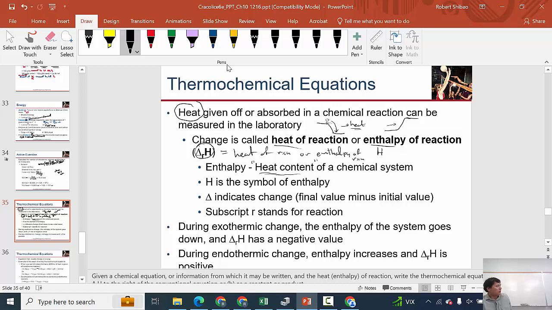H is the symbol for enthalpy. Delta indicates a change. R stands for reaction. Exothermic means heat is given off. So in this case, it would be exo. If heat is inputted in, that is, we have to input heat here, that's called endo. And so this would be exo. This would be endo. I think we talked about this before.